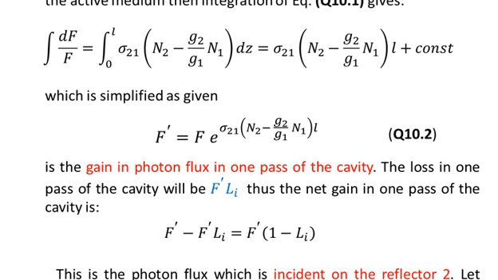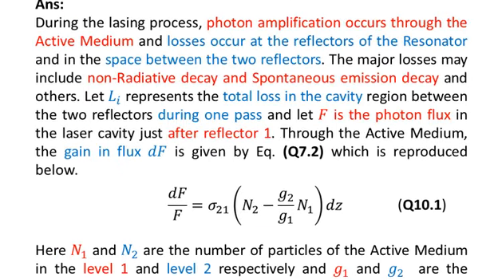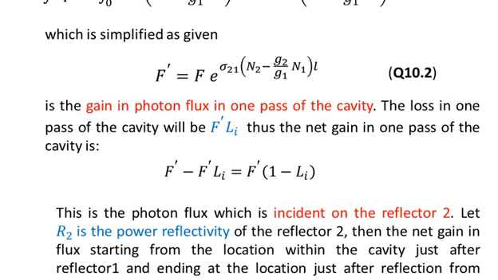The loss in one pass of the cavity will be F prime into Li, because here we have said that Li represents the total loss in the cavity during one pass. So that's why we have written down this loss term over here. That is, the loss in one pass of the cavity will be F prime into Li, because F prime is the gain in the photon flux in one pass, multiplied by the loss term, which is Li.